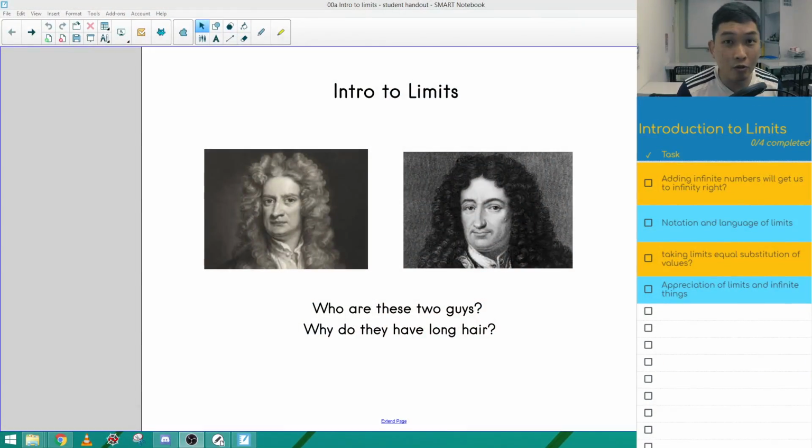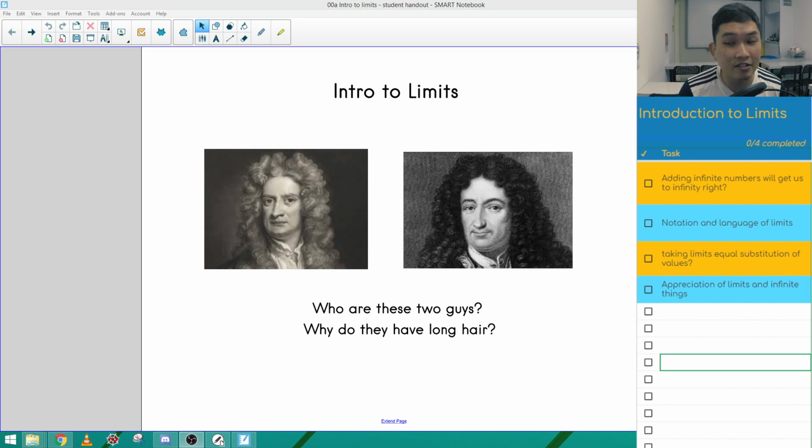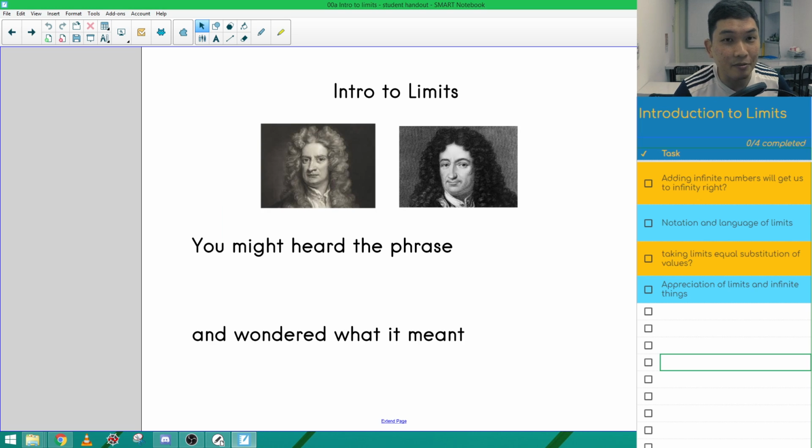Right, here are the notes, and on the right, you'll see a checklist of 4 points today that I would like to go through, which will help you understand limits a lot better. Right off the bat, you see two guys on the front of the notes. Who are they and why do they have long hair? I will give them a proper introduction in the next lesson when we start on differentiation proper. But until then, it's just a surprise for you.